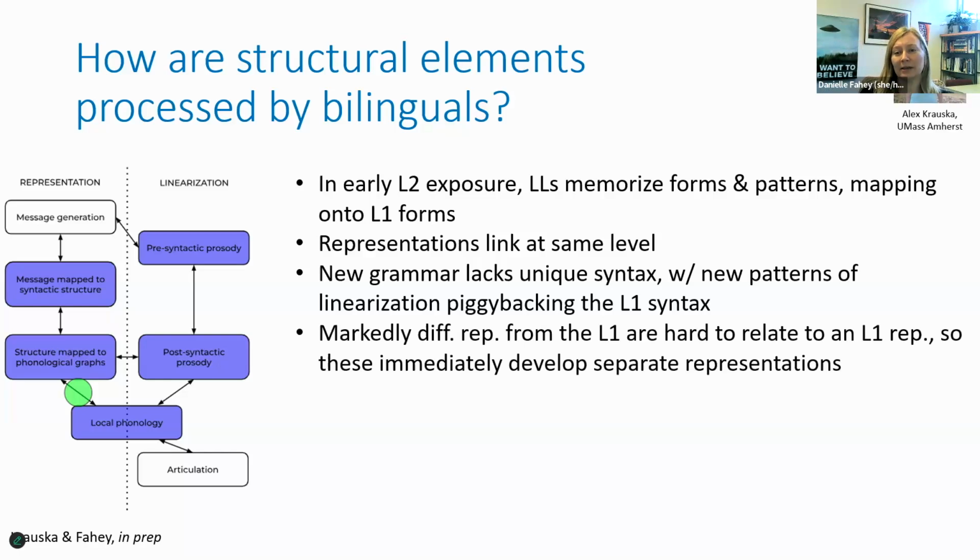We also might see that besides something being really similar, something that is markedly different in the representation, a markedly different grammar structure, is sometimes easier than things with a partial overlap. And these structures might, at this point, get their own representation.